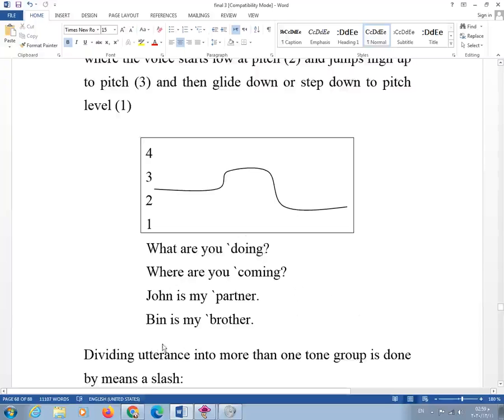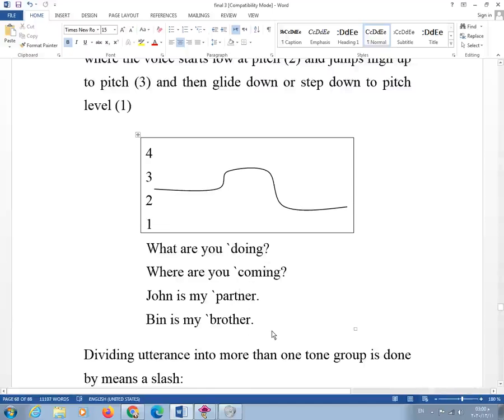Okay, your voice moves up and then it glides down, as you see, because you have 2 syllables in the focus word: doing, coming, partner, brother. So the first syllable is a tonic syllable in each one, and the second is a tail. It carries the same pitch. You keep falling on the tail. Okay.